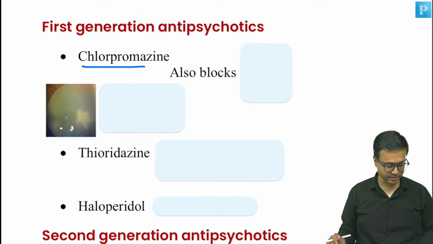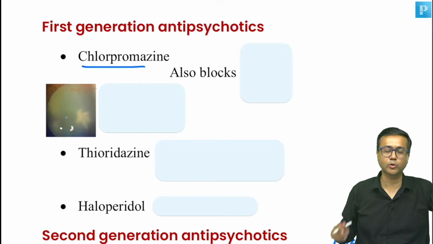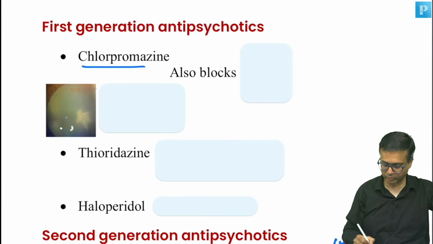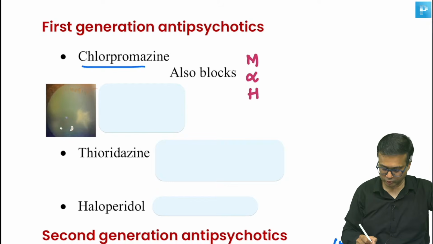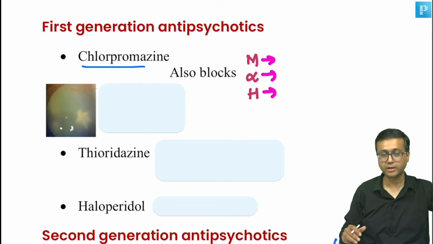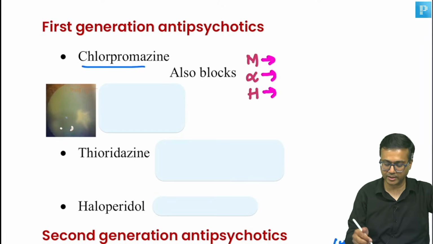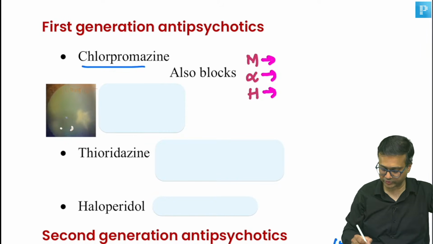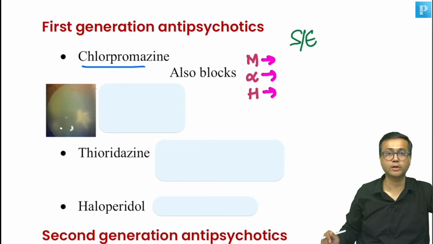And what is the mechanism of chlorpromazine? Chlorpromazine, we know it is a D2 antagonist. But very interestingly, it also blocks some of the other receptors. It also blocks muscarinic receptor, alpha receptor and even H receptor. H is histaminic. So if muscarinic receptors are blocked, can I say because of blockage of these receptors, patient may develop side effects.